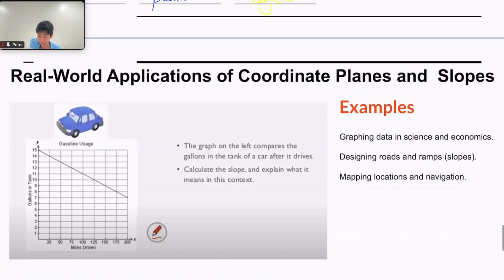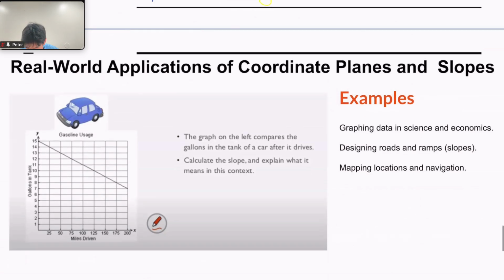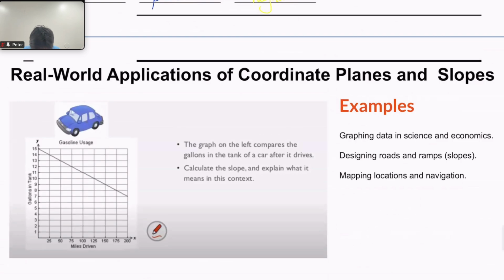Real world applications of coordinates and slopes. As I just said, in the undefined slope, we use slopes in graphing data in science and economics, designing roads and ramps, mapping location and navigation, and also car usage. So the graph on the left compares the gallons in the tank after it drives. Calculate the slope, and explain what it means in this context.